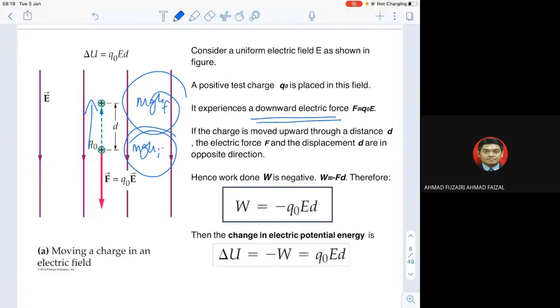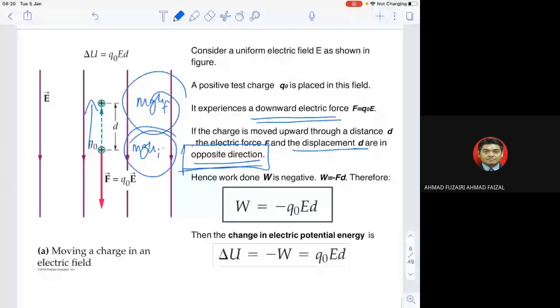So if the charge is moved upward through a distance d, the electric force F and the displacement d are in the opposite direction. These are the keywords: opposite directions. Hence, the work done W is negative, because it is against the force. Therefore, we can say that W is equivalent to negative Q naught E d. Why can we get this kind of equation?